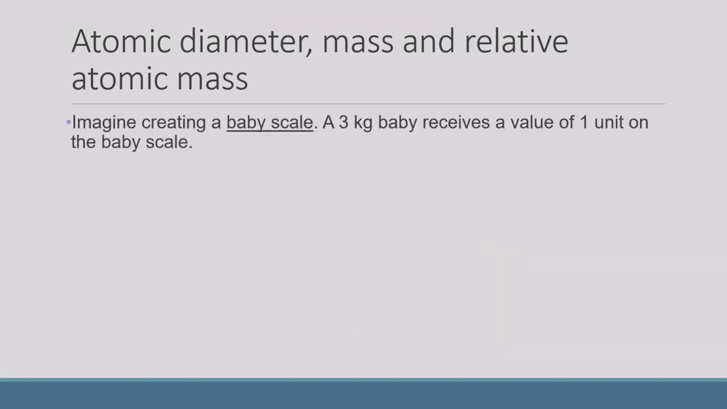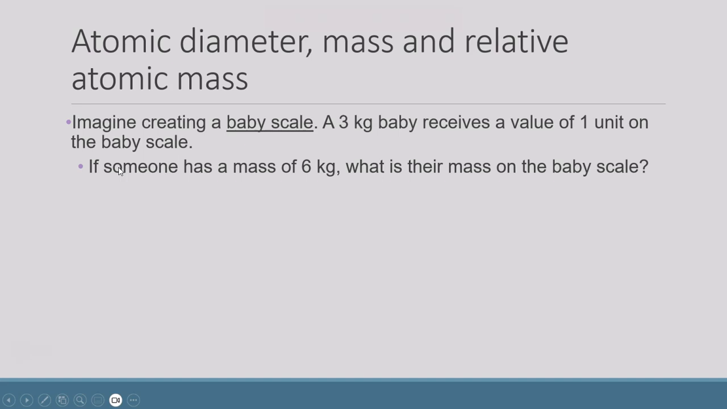So I made up an imaginary scale called a baby scale. And I've said that on the baby scale, a 3 kilogram baby would receive a value of 1 unit on the baby scale. So if somebody has a mass of 6 kilograms, what is their mass on the baby scale? Well, 3 kilograms is 1 unit, so 6 kilograms must be 2 units on the baby scale.